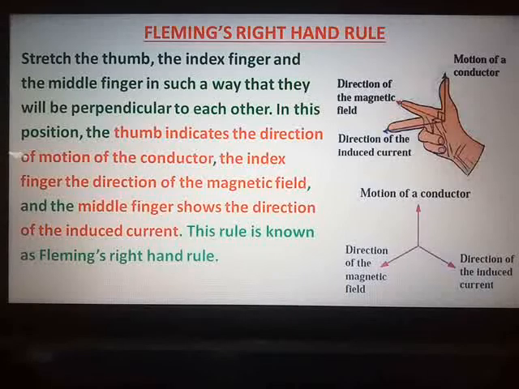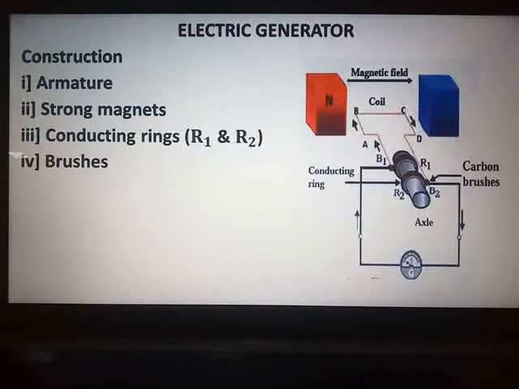Now we move to the last topic of this chapter, electric generator. What is the main difference between motor and generator? I have already told you that a motor works on the basis of electrical energy, whereas for the function of an electric generator, a battery is not required. So it works on the principle of electromagnetic induction. Remember, an electric generator works on the principle of electromagnetic induction.